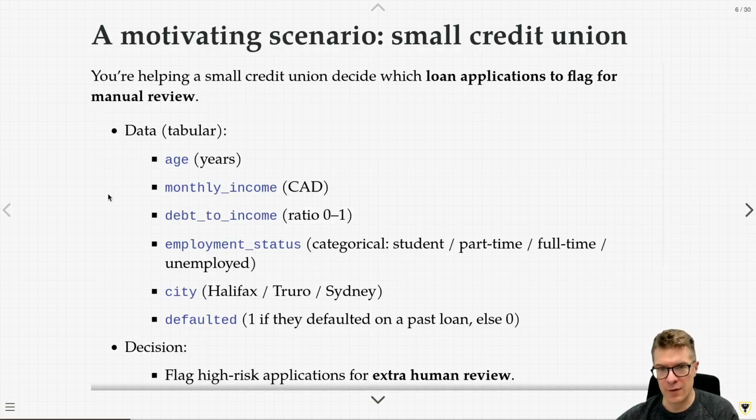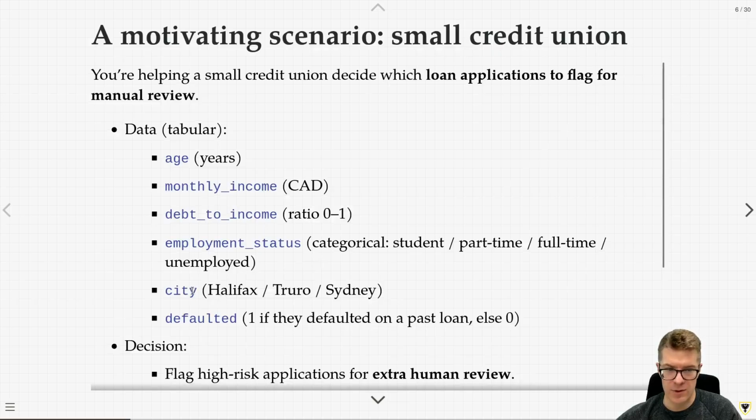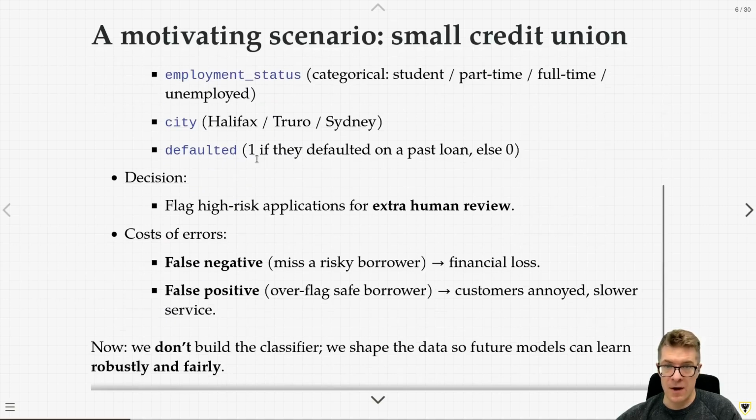Maybe we're more likely to give a loan to someone who has a higher monthly income or vice versa. There's a debt to income ratio. How much debt does someone have relative to their income? What is their employment status? This is a category. So they could be a student, or they could be part-time or full-time or unemployed. What city are they in? Halifax, Truro, Sydney, these Nova Scotian cities. And a binary variable, defaulted. So it's 1 if they've defaulted on a previous loan, otherwise it's 0. So all these applicants come in, and we want our model to just flag some of these applications to say, well, we need extra human review before we grant these.